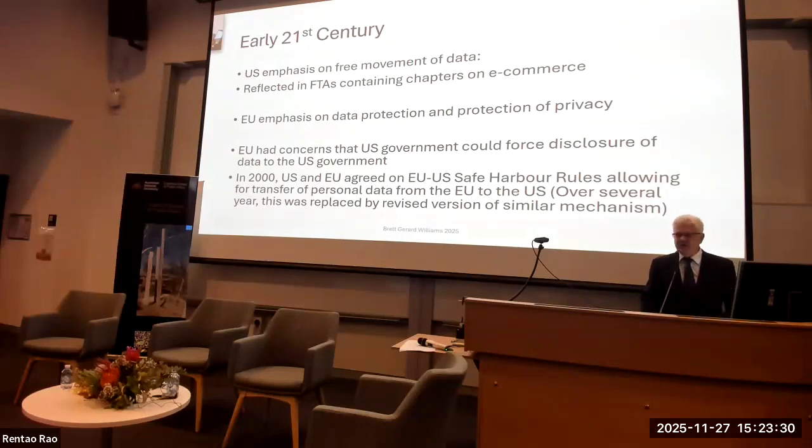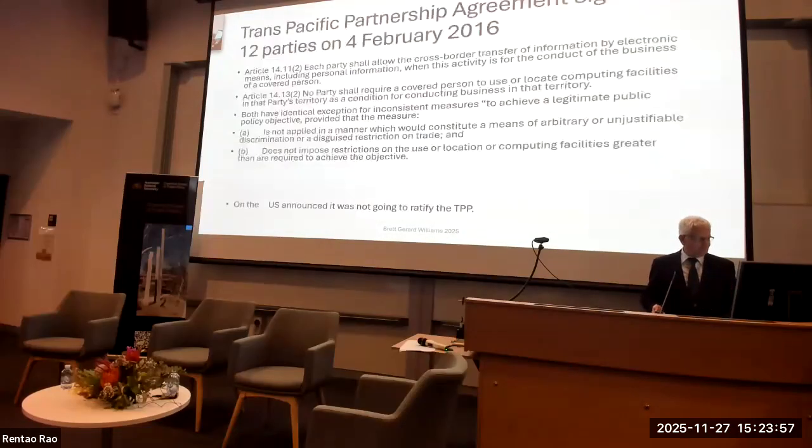And the EU had concerns that the US government could force disclosure of data to the US government. And so the US and the EU had a negotiation about that, and they finally, in 2000, came up with some safe harbour rules which would allow for transfer of personal data from the EU to the US. That turned out to be just version 1, and there were a few subsequent versions of that agreement over the years.